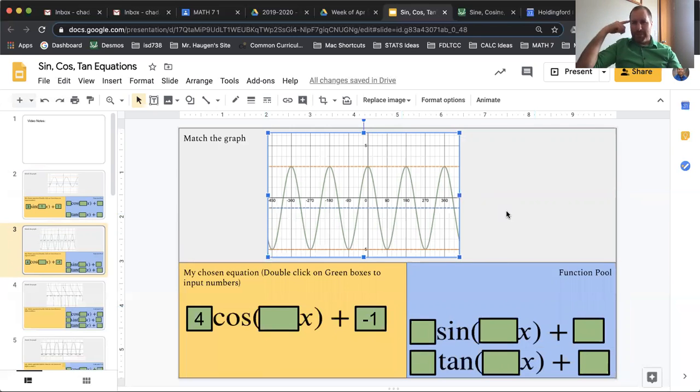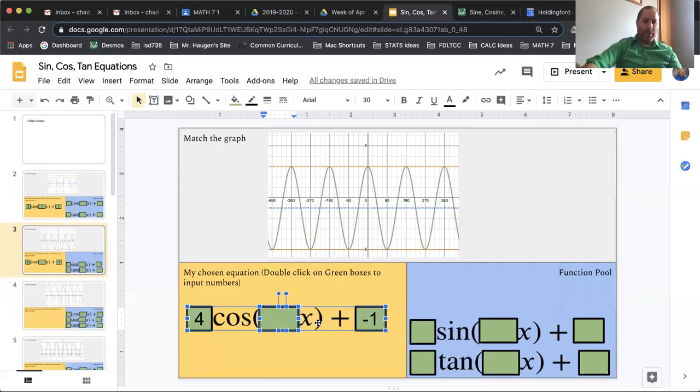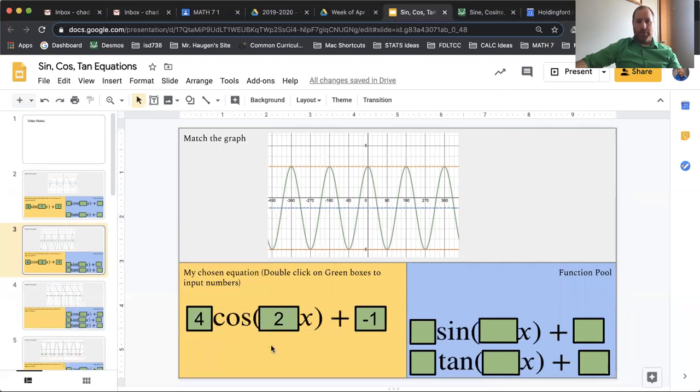So that means it must have been 360 divided by something to get 180. That something, if we figure that out, has to be 2. 360 divided by 2 is 180. So that would work out. And there's my equation filled in for this graph. And one more example here to show you.